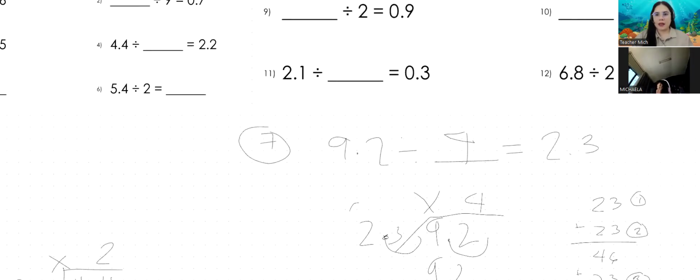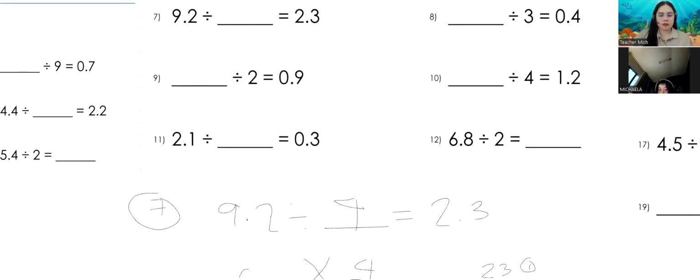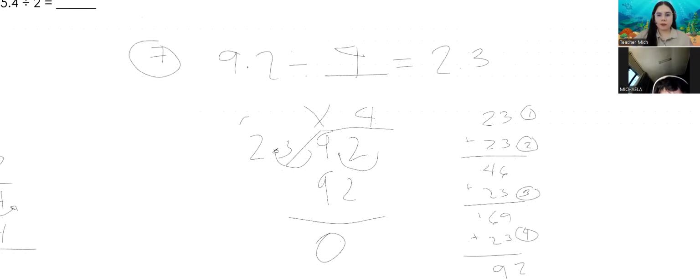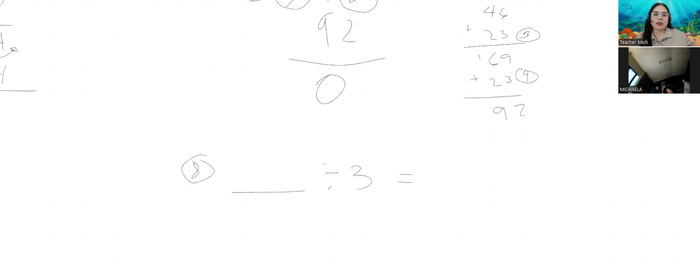We have here blank is equal to 3. Let me first write it. Blank divided by 3 is equal to 0.4. Now, Micaela, again, what is the missing term? Is it the dividend, the divisor, or the quotient? Dividend. Very good. And if the dividend is missing, what is the process that we need to follow? Multiplication. Okay, very good. Can you please multiply the quotient and the divisor?